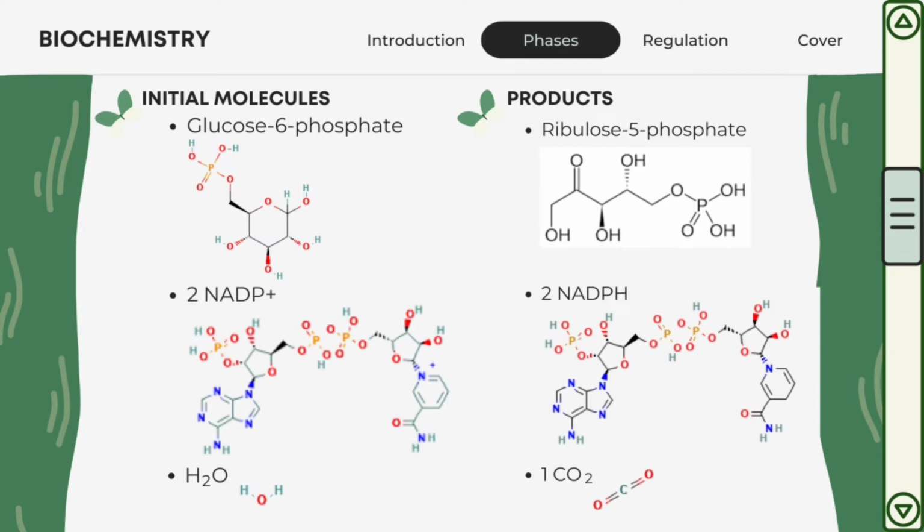Next are the significant products at the end of the phase. The ribulose 5-phosphate, which is both a product and intermediate, easily converted to ribose 5-phosphate to synthesize nucleotides and nucleic acids. Then the reduced nicotinamide adenine dinucleotide phosphate, or NADPH, which is an essential electron donor in all organisms and provides the reducing power for anabolic reactions and redox balance. Lastly, the carbon dioxide, which was from the cleaving of carbon 1 in glucose 6-phosphate.